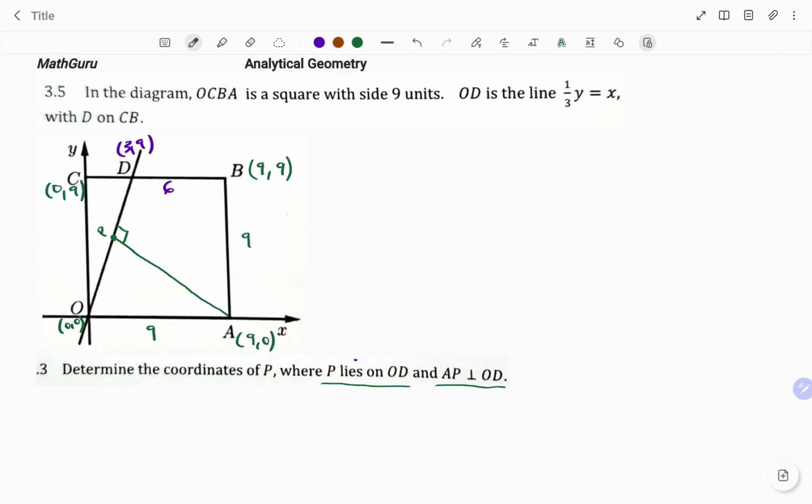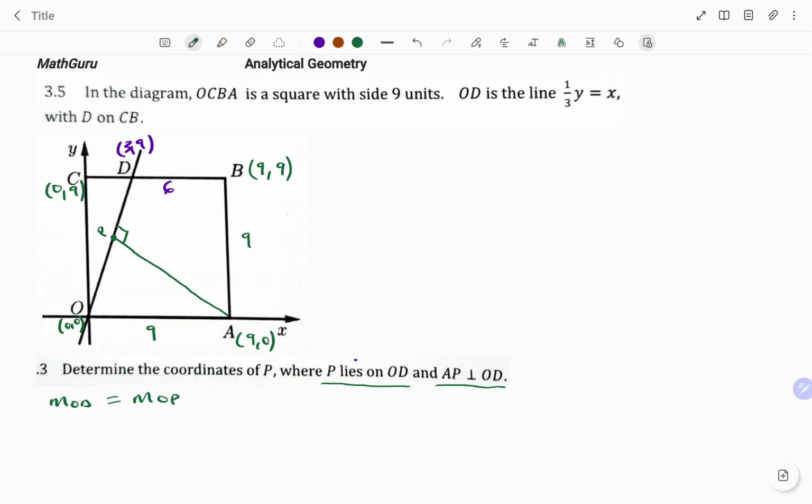So therefore the gradient of OD multiplied by the gradient of AP will give me -1. However, because the points O, P, and D are on the same straight line, that means they are collinear. What it means is the gradient of OD will also be equal to the gradient of OP.